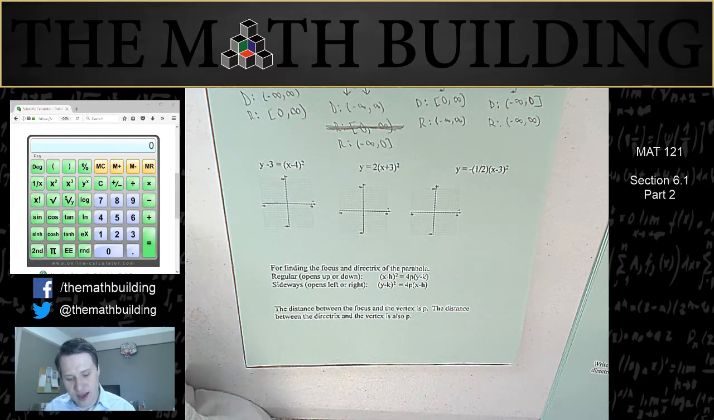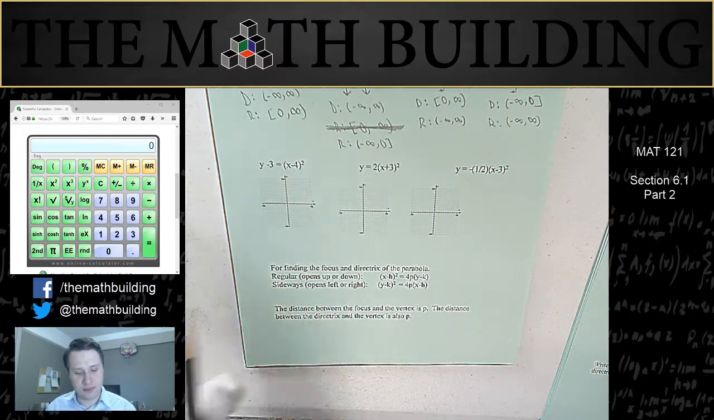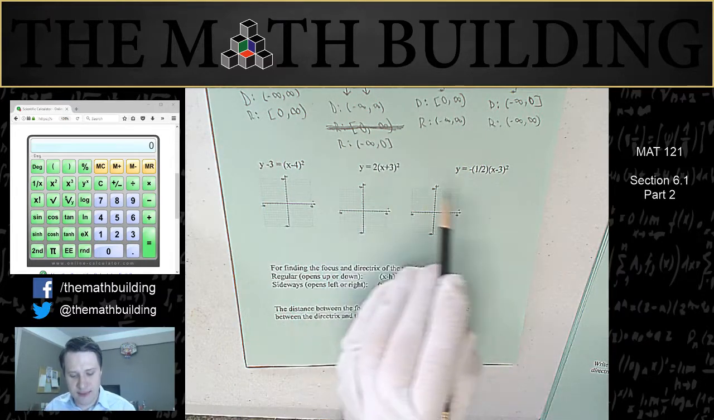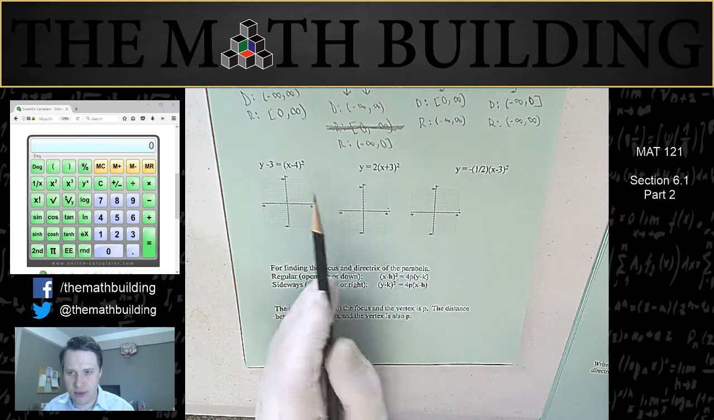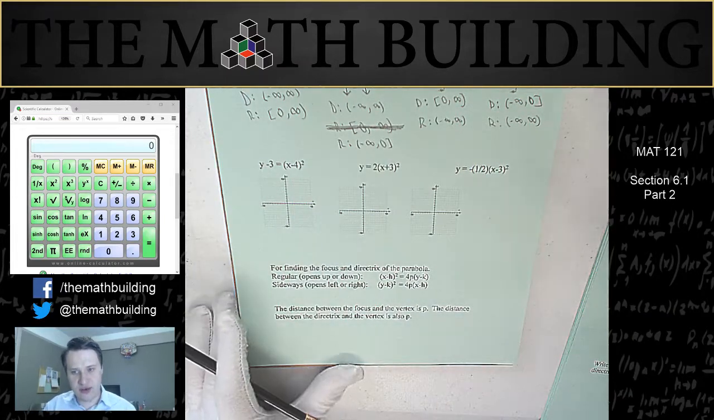Okay, so let's go ahead and graph a few just to get some practice at it. Now, notice that these are all going to be like the types you're familiar with, where it's y equals x squared. So let's graph them and see how to do it.